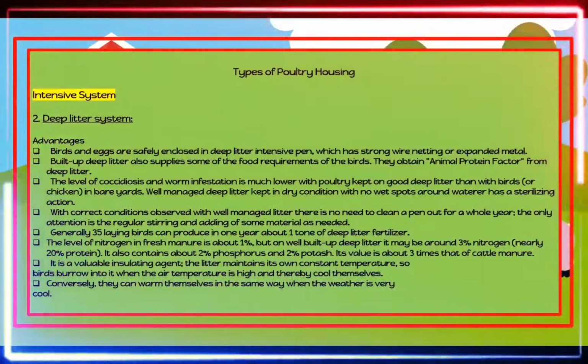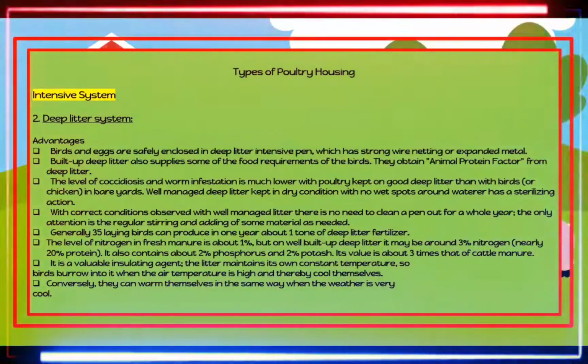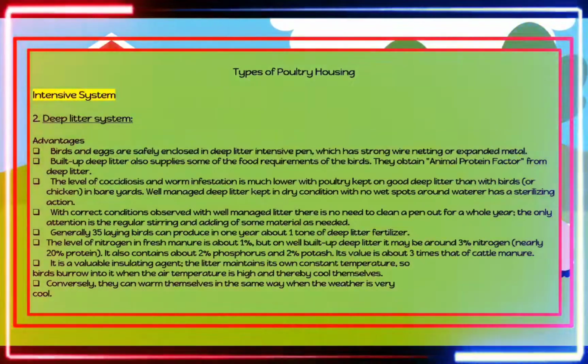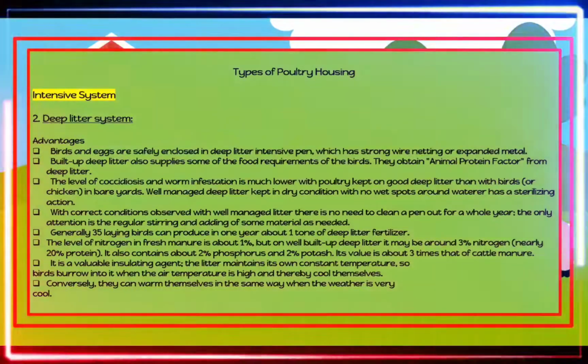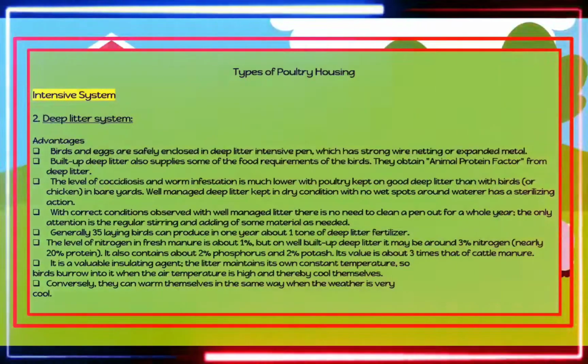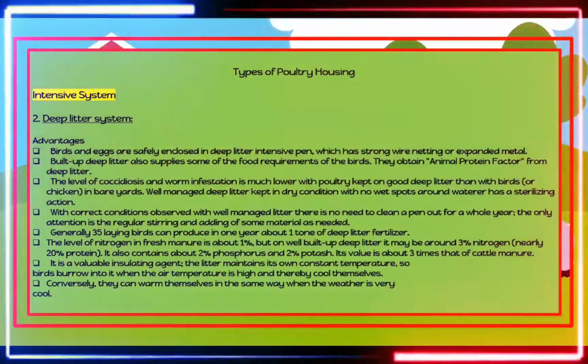The advantages of the deep litter system. Number 1, birds and eggs are safely enclosed in a deep litter intensive pen, which has strong wire netting or expanded metal. 2, built up deep litter also supplies some of the food requirements of the birds. They obtain animal protein factor from deep litter.